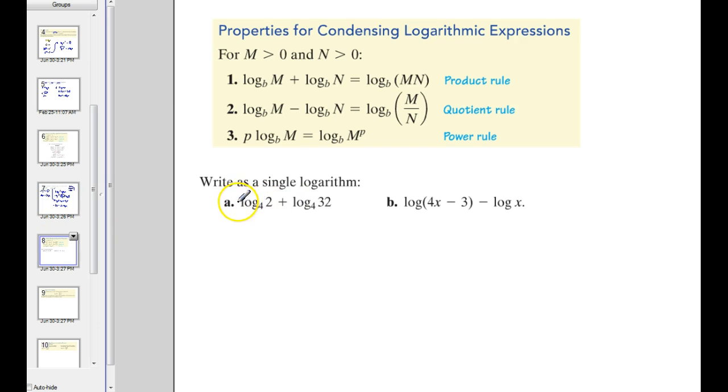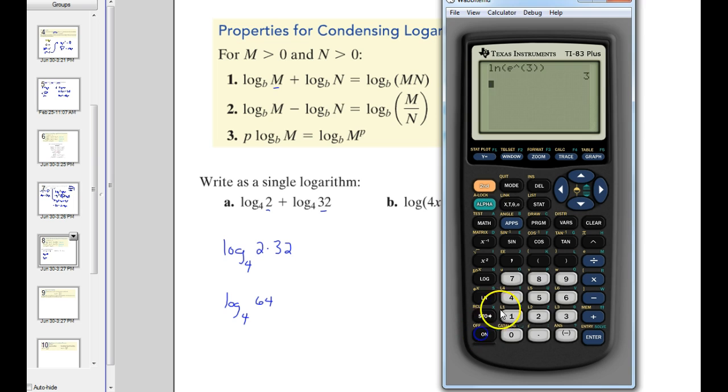Alright, so we already have ones here, so no need to do a power rule. We're going to do the product rule and multiply these two things together. So this is like my m, this is like my n. So I end up with the log base 4 of 2 times 32, which is the log base 4 of 64. And the log base 4 of 64, what do I raise 4 to get 64? I raise 4 to the third power. So that means this is all just 3.